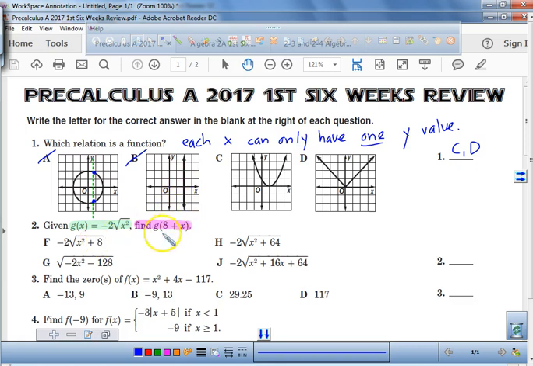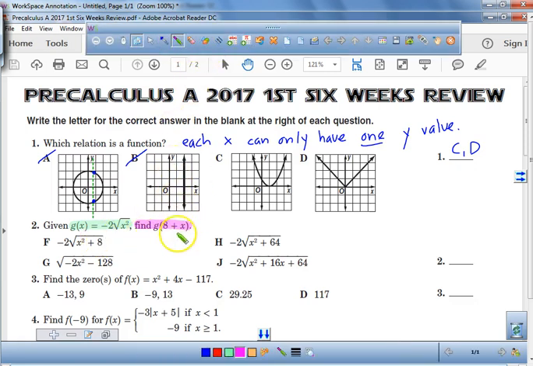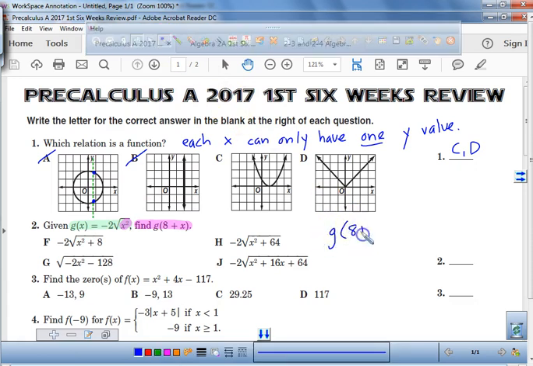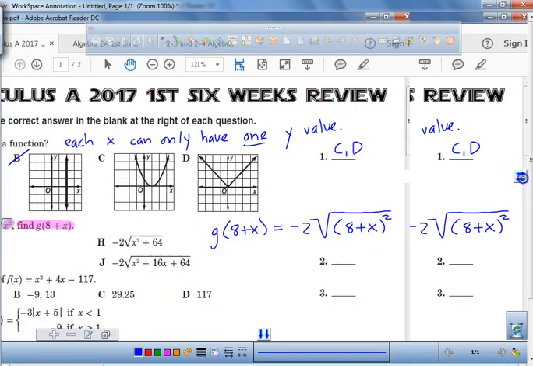Look at number 2. What we're going to do is take this right here and plug it right there. So here we go. We're going to say g of 8 plus x equals negative 2 radical. And what am I going to do with the 8 plus the x? What am I going to do with it? I'm going to square it. See where it says x squared? So I have to square this.